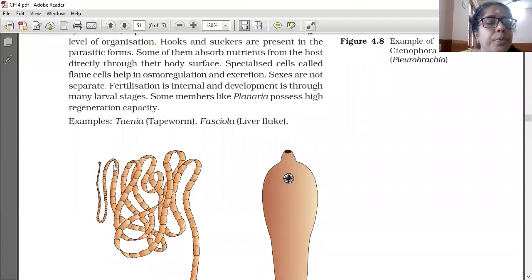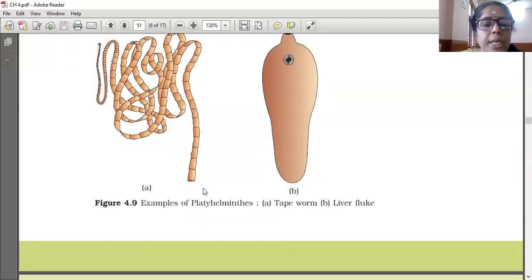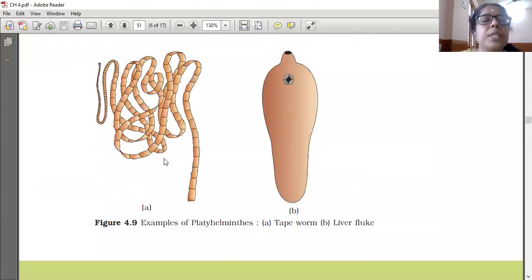Example, Taenia, the tapeworm. This is the diagram of the tapeworm. It is looking like a tape, like a measuring tape only. So it got the name tapeworm. Living in the human intestine. And this is Fasciola, the liver fluke. The two diagrams are given for the Platyhelminthes.